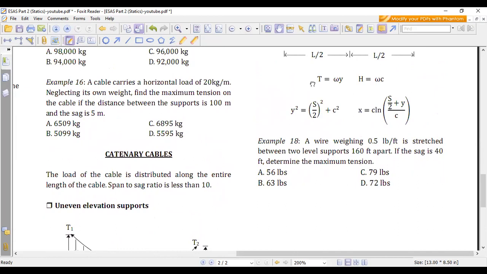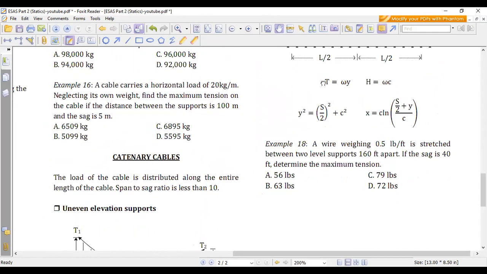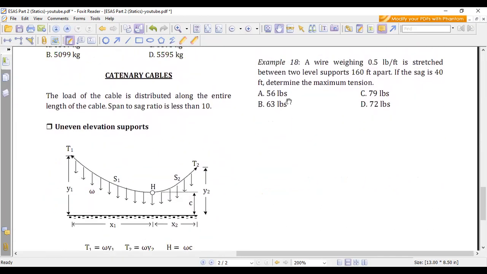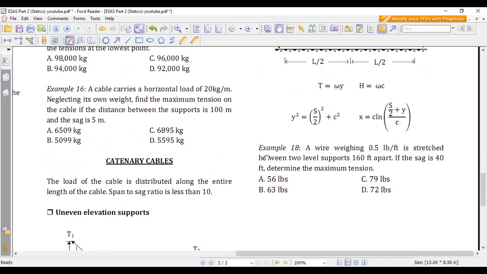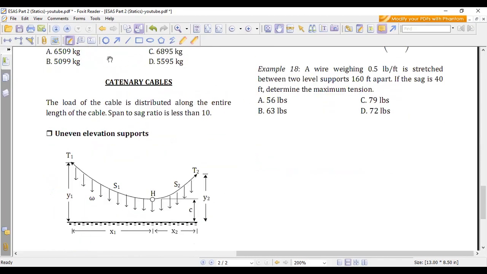So we're being asked for the variable T. Perhaps we can make use of this portion here again, for us to be able to see the formulas directly. So for problem number 18, we have a catenary cable with even supports.